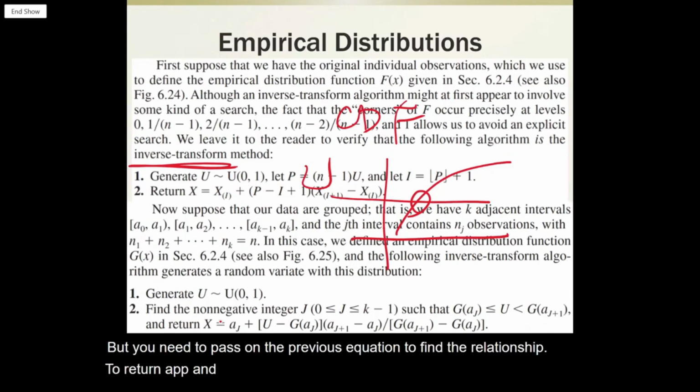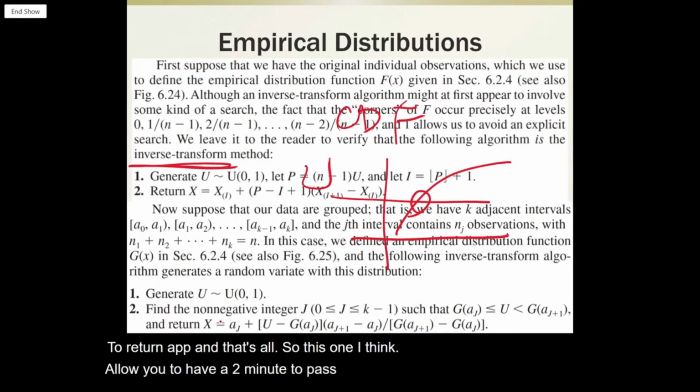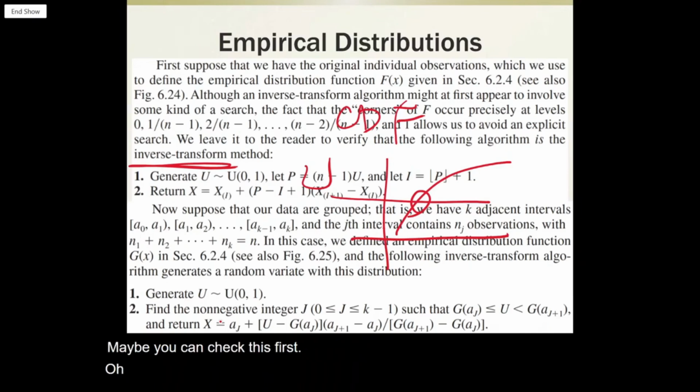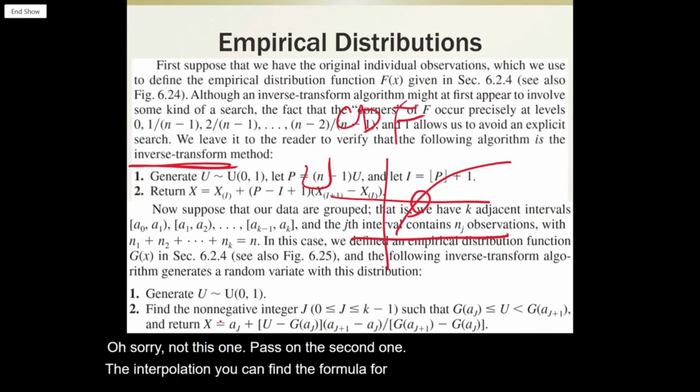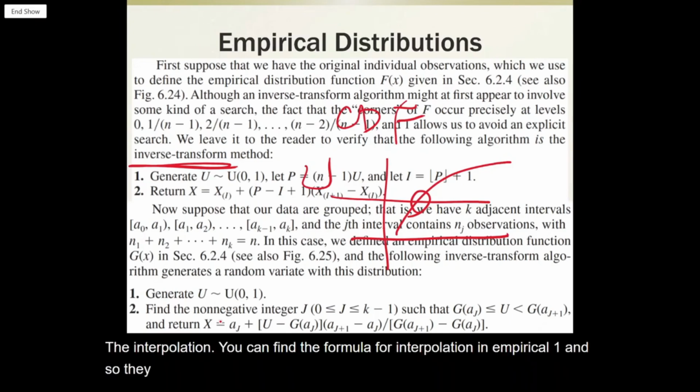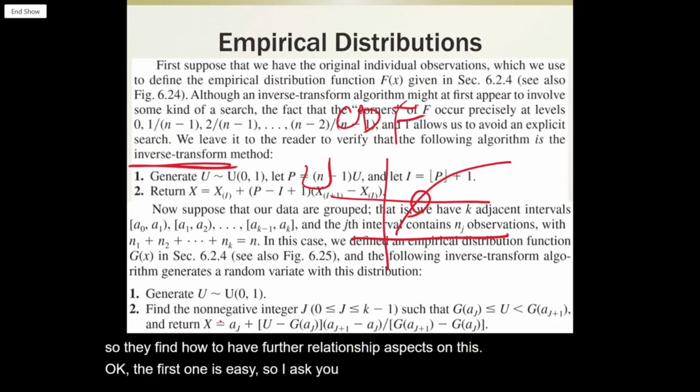So this one, I think, allow you to have 2 minutes to pass on. Maybe you can check this first. Oh, sorry, not this one. Pass on the second one. The interpolation, you can find the formula for interpolation in the empirical one, and find how to have the relationship S based on this. Actually, the first one is easy, so I ask you to check the second one.